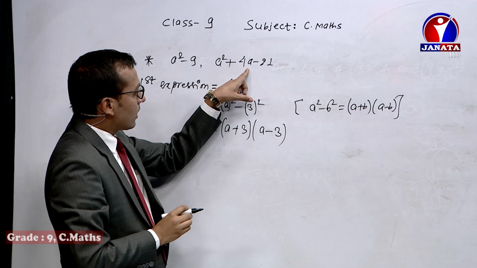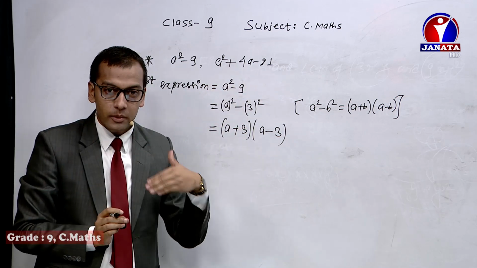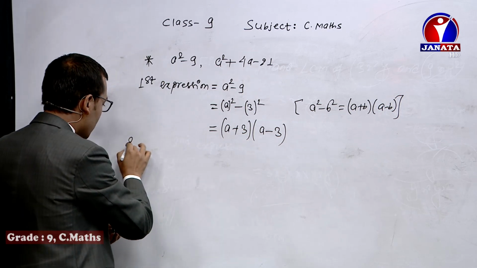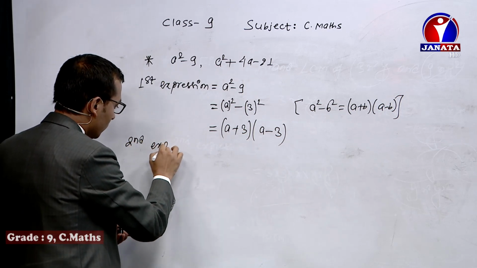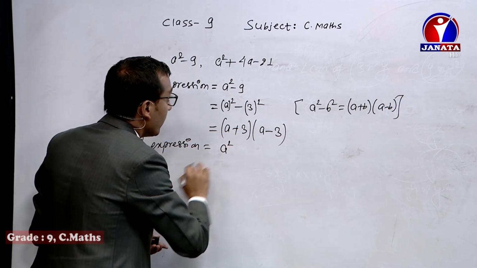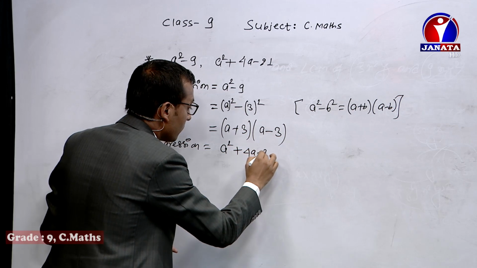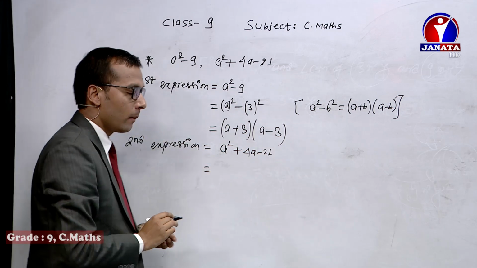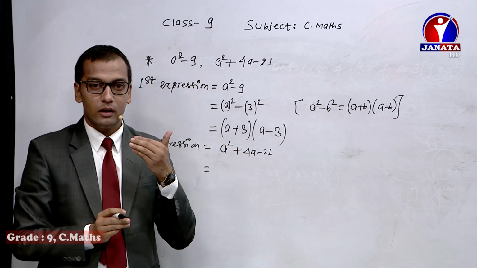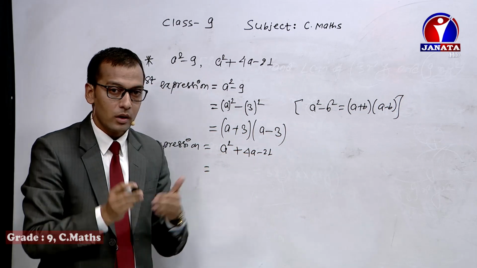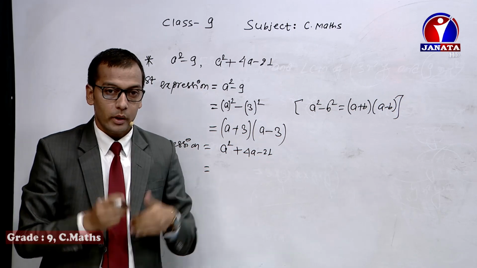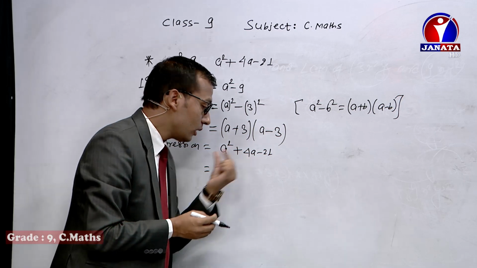Similarly, now let's take the second algebraic expression and factorize this. Now the second expression here is a square plus 4a minus 21. There are three terms in the expression. Now let's find two numbers whose product is 21 and difference is 4. We can think and split the middle term.